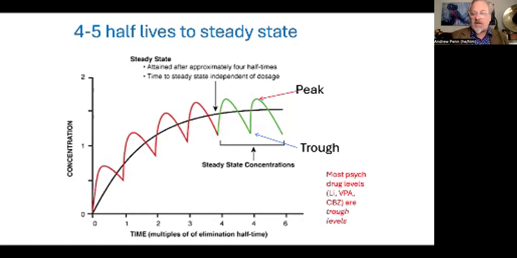We kind of hit cruising altitude, if you will. There's still a day-to-day peak and trough. So the peak is typically a few hours after the drug is taken, and the trough is always right before the drug is taken next. This is relevant to blood levels in psychiatry for certain drugs, such as lithium and valproate, which are dosed based on blood levels. Those blood levels are typically standardized to be measured at the lowest point of the drug cycle, so at the trough. So typically, the blood level would be drawn right before the next dose is taken.